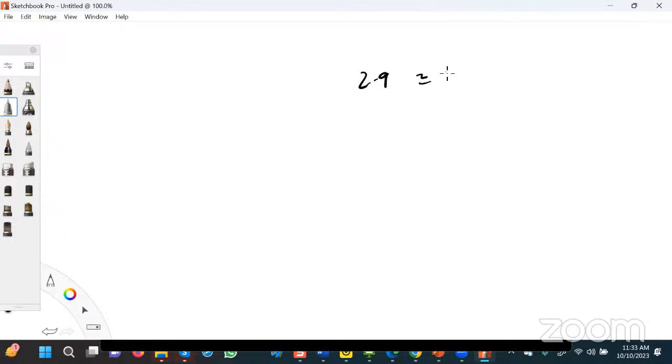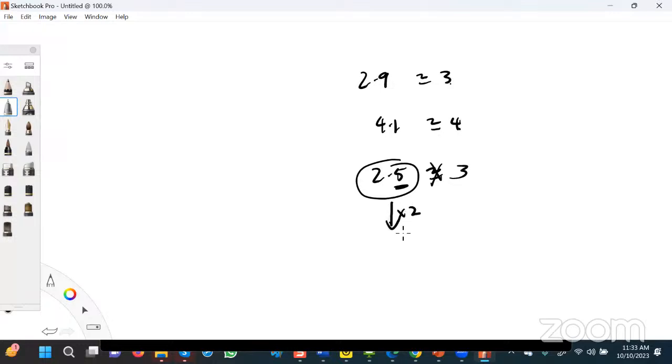Then you basically round off to 3. Or if you got 4.1, you round off to 4. Now, if you got something like 2.5, you cannot round off to 3, because 2.5 is too far from the nearest integer. What you'd have to do is somehow multiply this 2.5 by an integer to convert it into another integer. And in this case, you'd multiply it by 2, and you're going to end up with 5.0.